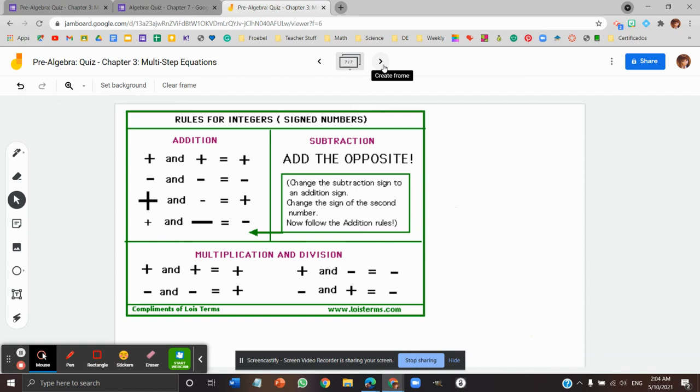How do I know which one is going to be positive and which negative? Well, if my positive is bigger than my negative number, then my answer is going to be positive. But if my positive number is smaller than my negative number, then my answer is going to be negative. And those are the basic rules of integers, right? This is something that we have been working on since the first day of class.